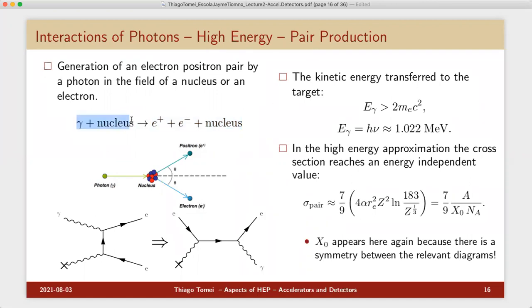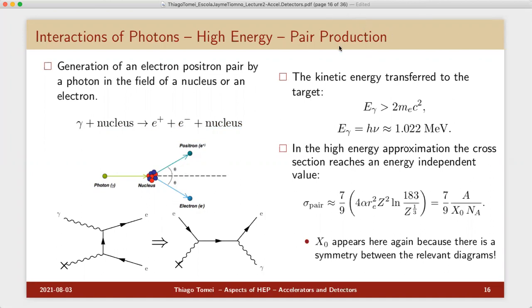And why is this dominant for high energy? Because this photon has to have at least the energy to produce the rest mass of the two electrons. Then, of course, it has to have the momentum, and of course, it has a momentum such that energy momentum is also conserved.